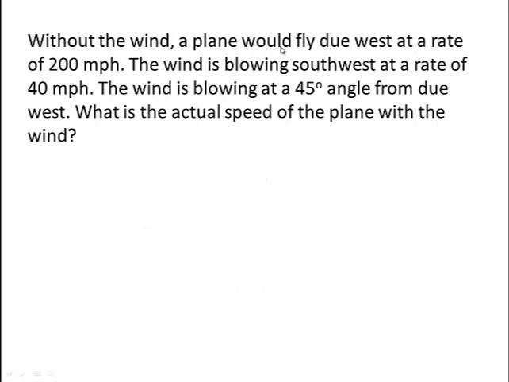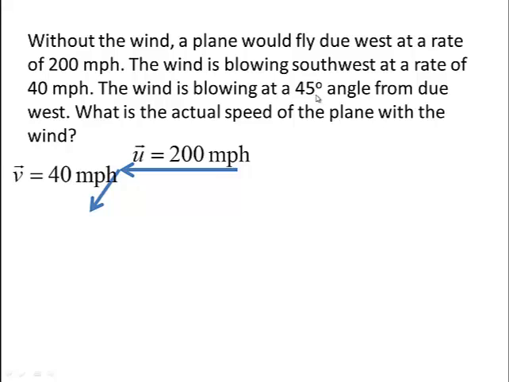Without wind, a plane would fly due west at a rate of 200 miles per hour. The wind is blowing southwest at a rate of 40 miles per hour. The wind is blowing at a 45-degree angle from due west. What is the actual speed? So we'll want to know the actual speed after the wind has pushed the plane this way.